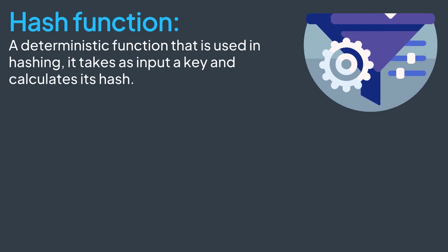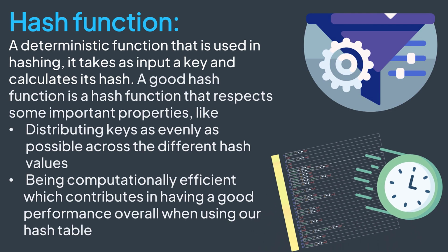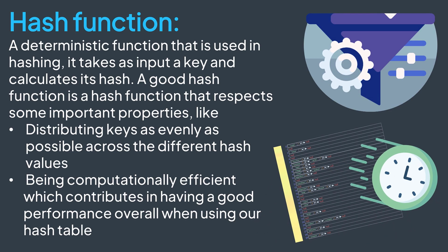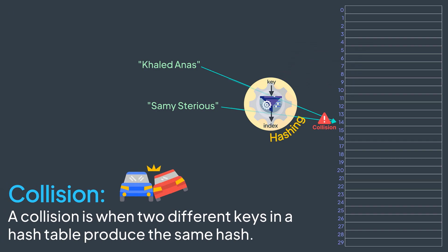We have the hash function, a deterministic function that is used in hashing. It takes as input a key and calculates its hash. A good hash function is a hash function that respects some important properties, like distributing keys as evenly as possible across the different hash values, or being computationally efficient, which contributes in having a good performance overall when using our hash table. A collision is when two keys in a hash table have the same hash value.